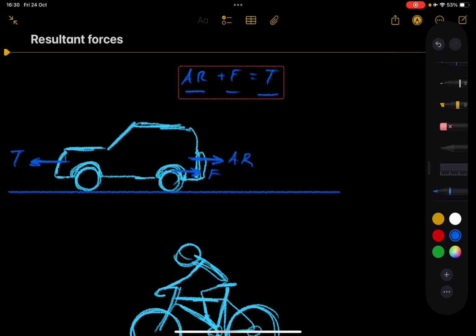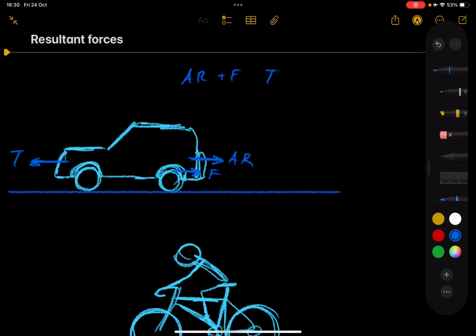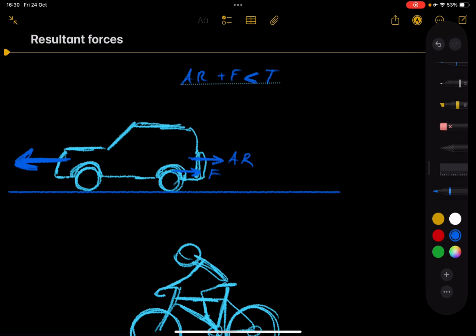So what then if we suddenly increase the thrust force? Get my eraser here. Let's just draw a larger arrow for that. Let's just make that a really big arrow. So air resistance plus the friction is less than the thrust. What must happen? It's going to accelerate. It's going to accelerate forwards. So resultant forces, that's what we're talking about.